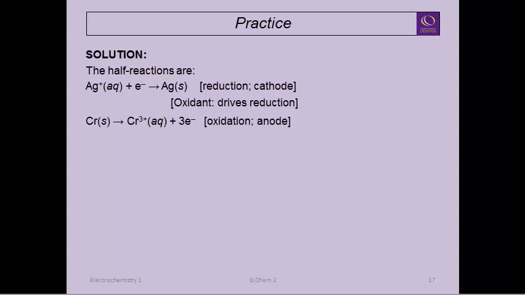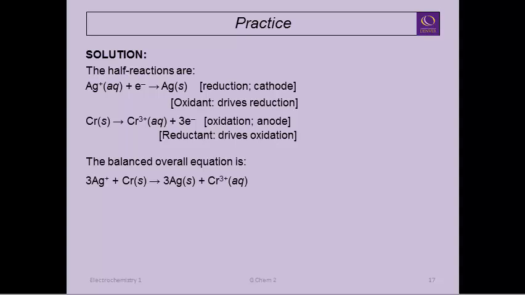Okay, in the other half cell, there's chromium 0 that's going to chromium 3 plus. This is oxidation, so therefore it's the anode, negative in charge. It's called the reductant. That is the name. The verb, the action it undergoes, is oxidation. The balanced overall equation is, if you put those together and make sure you balance out electrons.